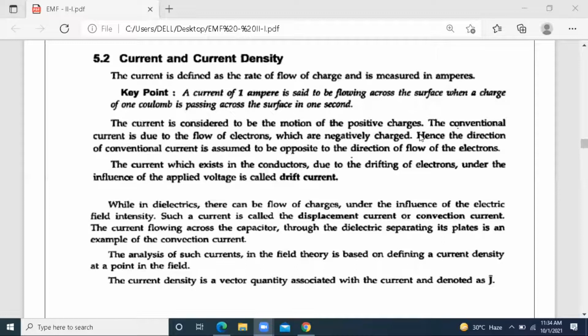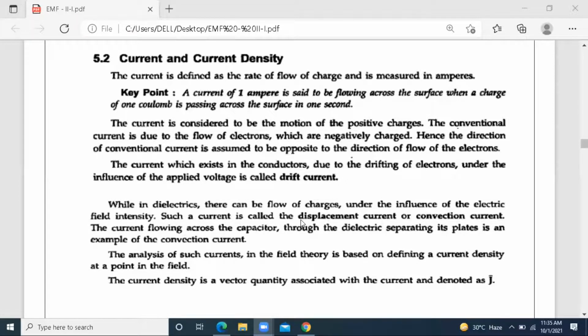All right. So the current which exists in the conductor due to the drifting of electrons under the influence of an applied voltage is called a drift current. While in dielectric, there can be flow of charges under the influence of electric field intensity. So, such a current is called.